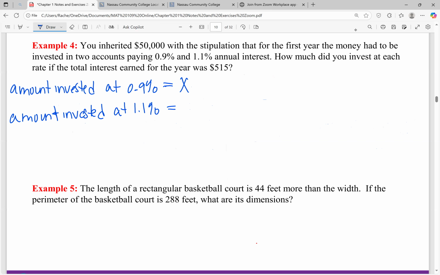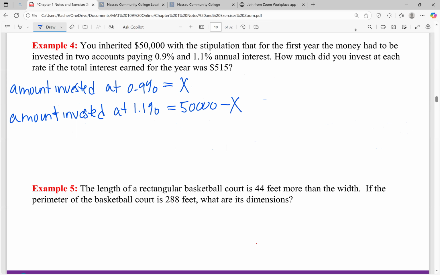Now, whatever's left over out of that 50,000 that I deposited into the first account, I'm going to put in the second account. So it's going to be the difference: 50,000 minus the X dollars that I put in the first account. So the amount that's going to get invested at 1.1% is going to be 50,000 minus X, the amount of money that I put into the other account. So we need to figure out how much I put into each account. In other words, if I figure out what X is, then I could figure out both these amounts. But I need to set up an equation.